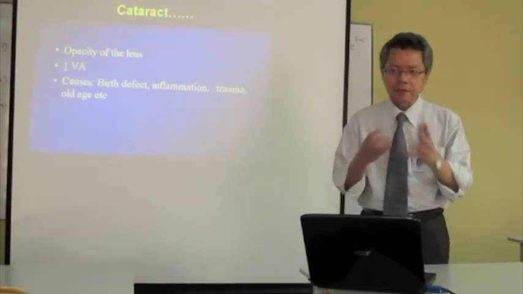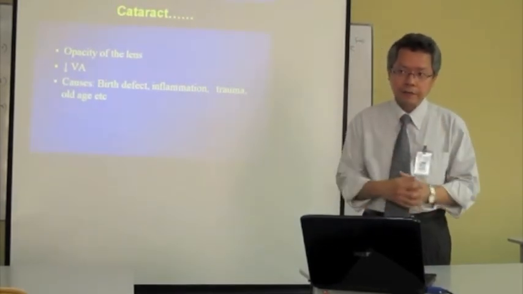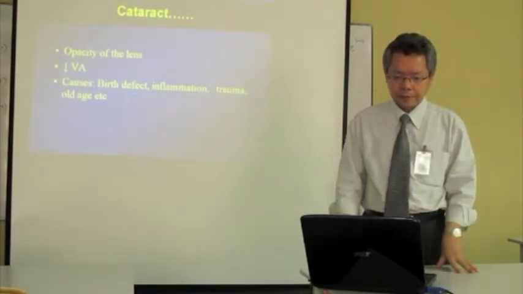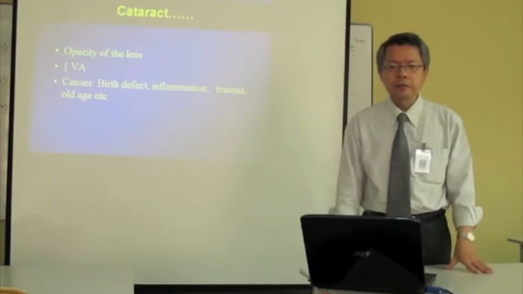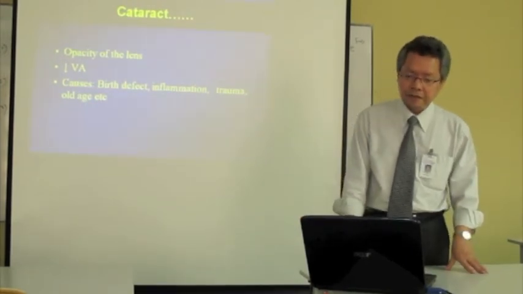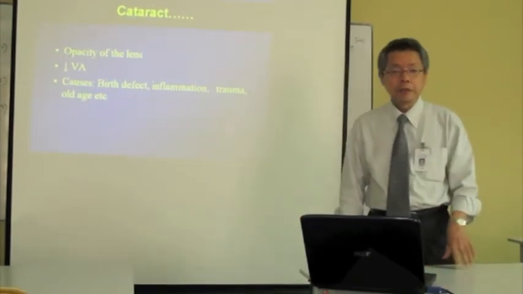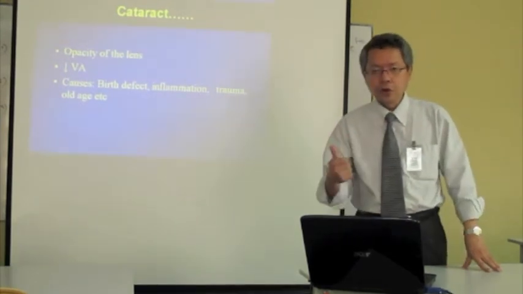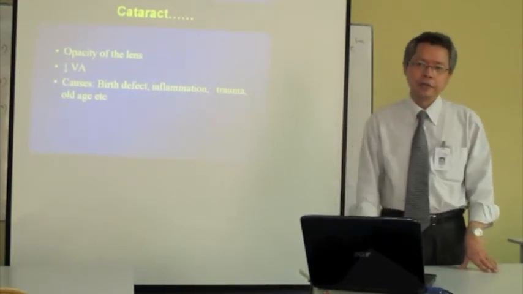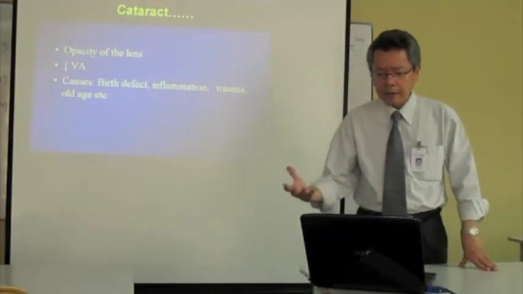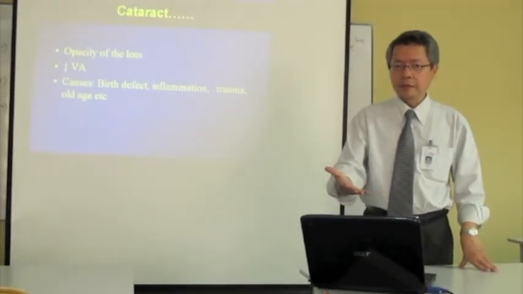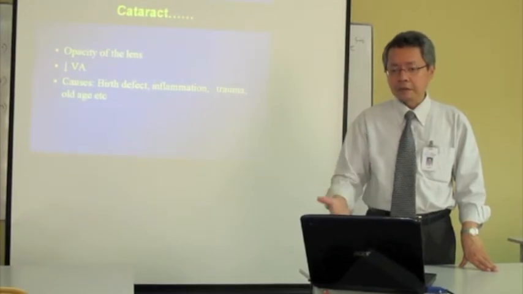It's not a tumor, but it's just changes in the biochemistry of lens proteins. It causes a reduction in vision, definitely. You can be born with it. It's a birth defect. It can be because of inflammation, trauma. Old age is the most common cause of it, and we've not listed here the effects of ultraviolet radiation.